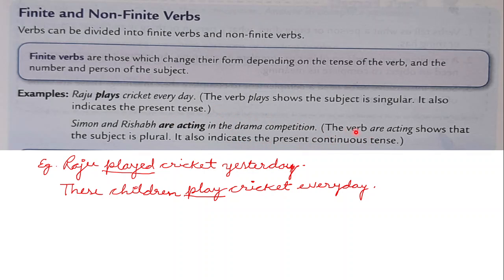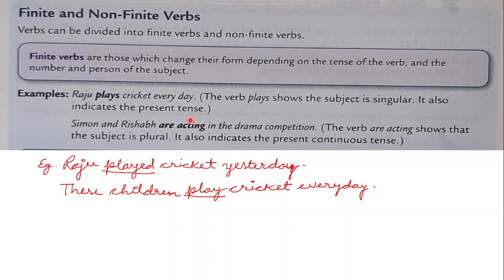Now in this case, the verb "are acting", which is used here, shows that the subject is plural because "are" has been used. It also indicates the present continuous tense. From "are acting", we come to know that it is present continuous tense. Whenever the ing form is there, it is continuous tense. It may be past continuous, future continuous, or present continuous, as in this sentence.